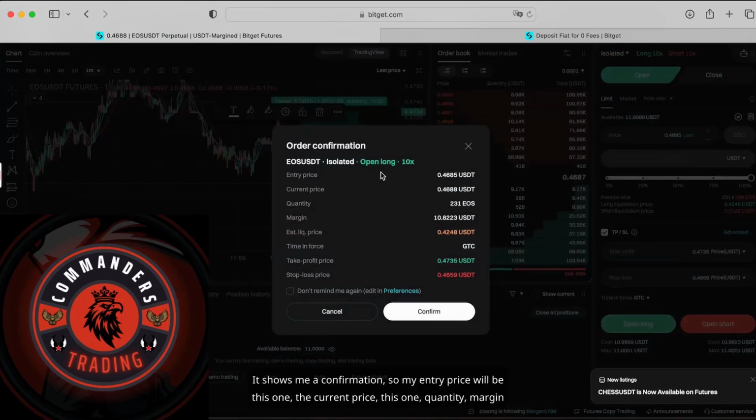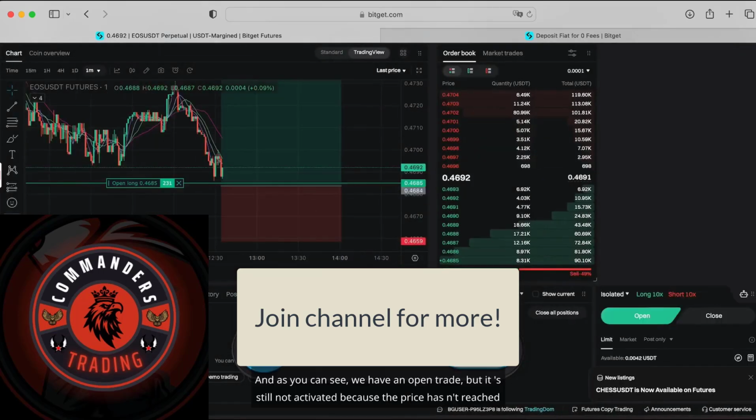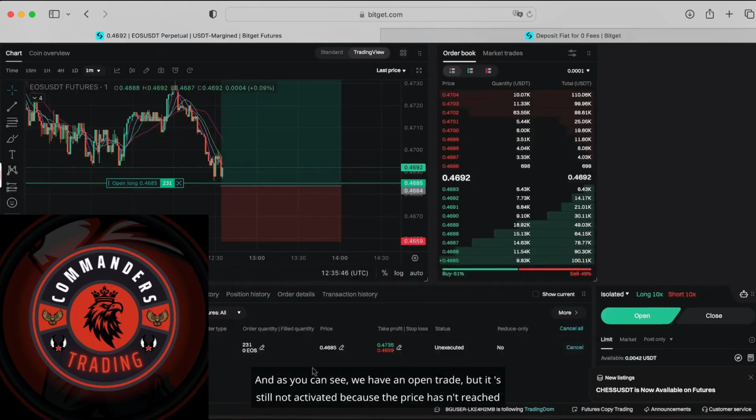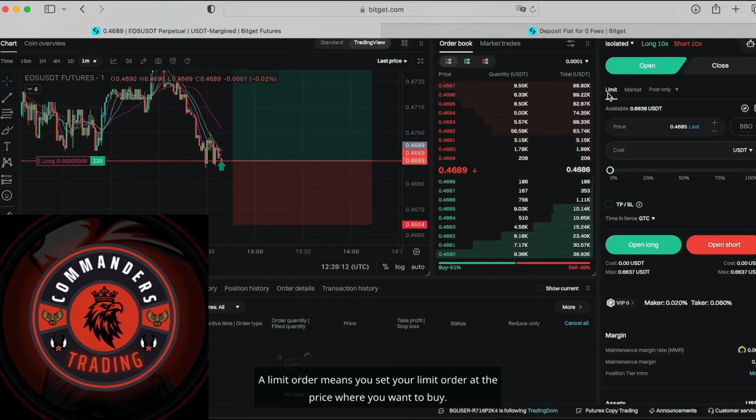It shows me a confirmation, so my entry price will be this one, the current price, quantity, margin, liquidation price, time, take profit price, and stop loss. Don't remind me again. Confirm it. And as you can see, we have an open trade, but it's still not activated because the price hasn't reached our entry point. A limit order means you set your limit order at the price where you want to buy.